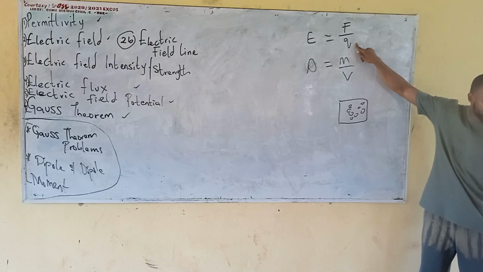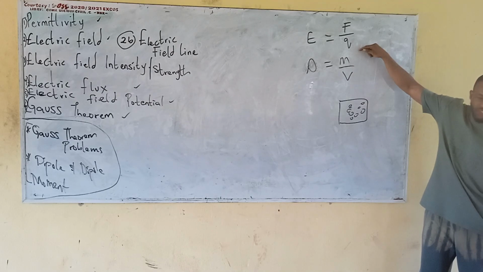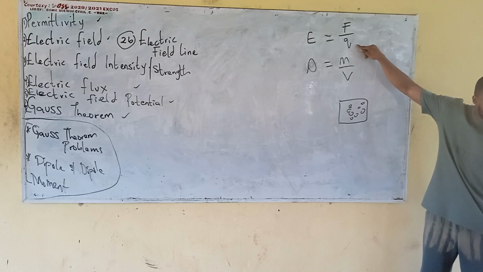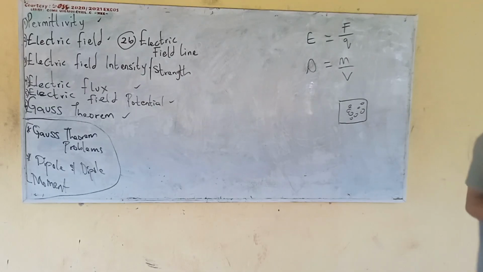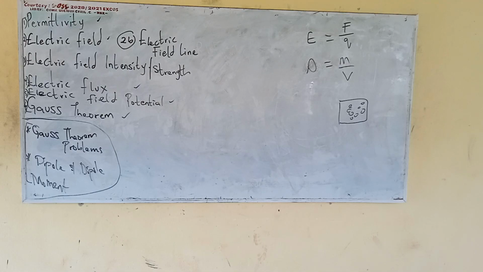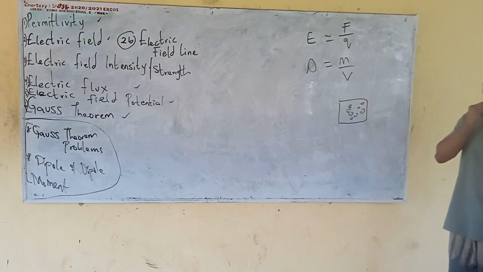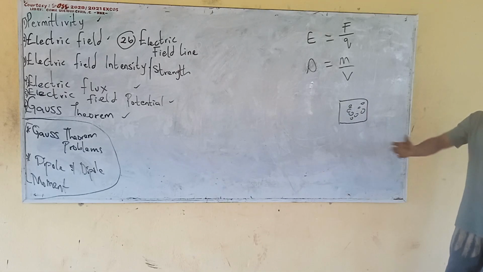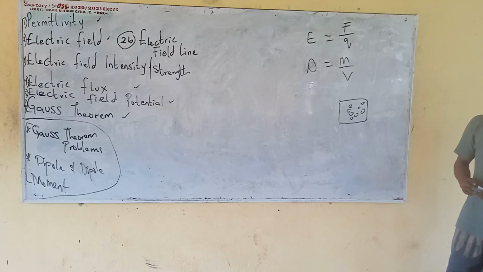So electric field intensity is just talking about how much force you have on a charge in an electric field. The best way to put it is, how much force is acting on a charge in an electric field? Electric field intensity. Remember, charge creates electric field. So how much force is acting there? That is what you know as electric field intensity. So it's simply how weak or strong your electric field is.